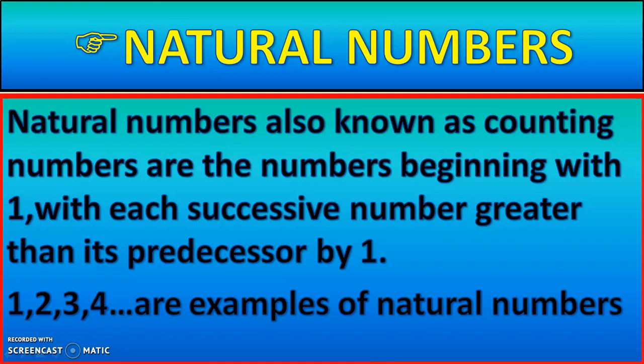Today I will explain some important points of the first chapter, that is real numbers, of your textbook. Let's discuss now. What are natural numbers? Natural numbers, also known as counting numbers, are the numbers beginning with 1, with each successive number greater than its predecessor by 1. For example, 1, 2, 3, 4, etc.